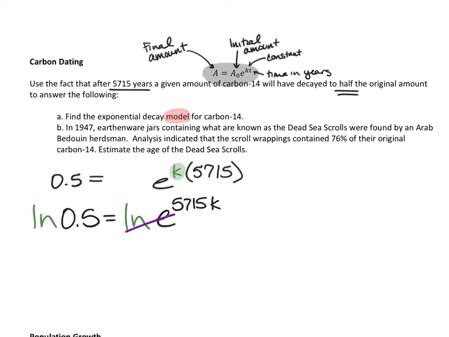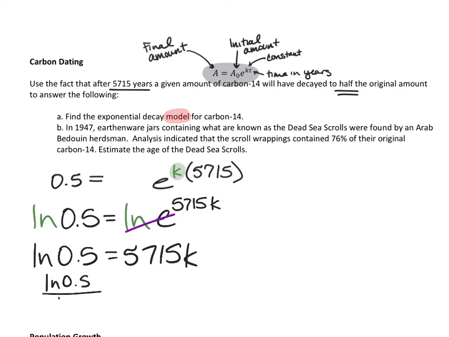The e and the natural log cancel out. Very good. So I actually have the natural log of 0.5 equal to 5715k. How do I solve for k? Divide. So I'm going to get natural log of 0.5 divided by 5715 equal to k. At this point, we need to know what k is, but make sure you have your calculator because I'm going to show you a trick in this calculator on how to hang on to that k value for later use.